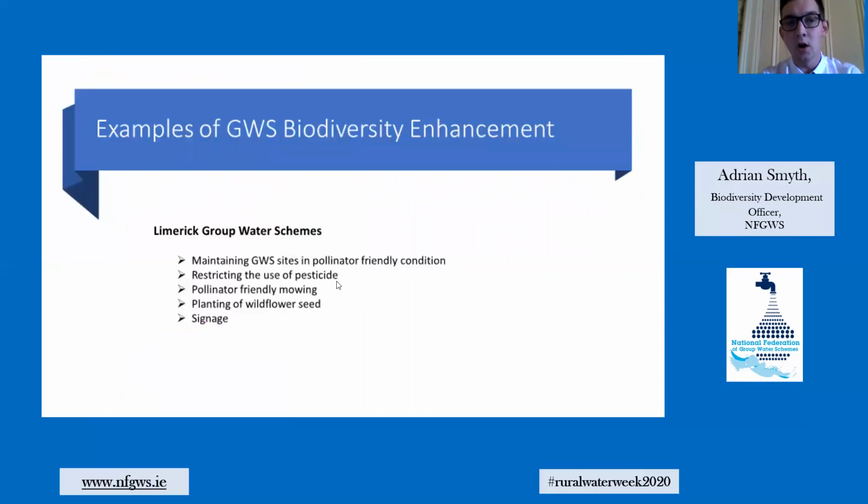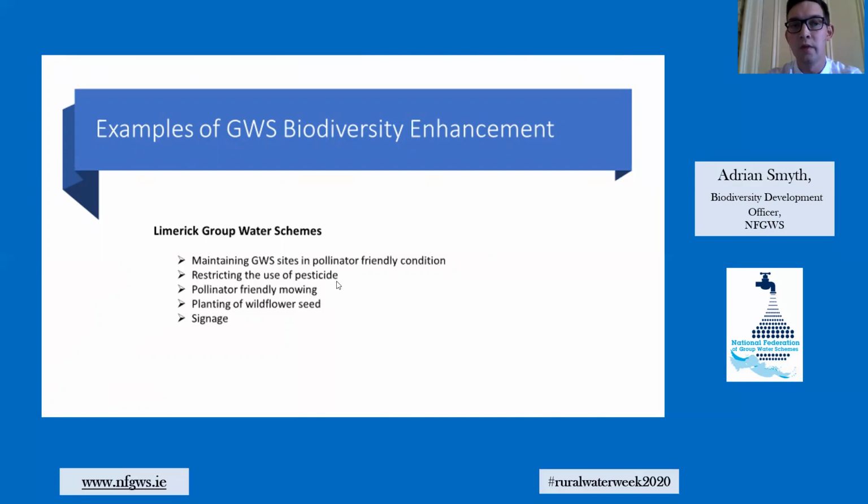So, some examples of biodiversity enhancement. To use an example, the Limerick Group Water Schemes in this area have begun to maintain the group scheme sites in pollinator-friendly condition. They've restricted the use of pesticides around their mains. Pollinator-friendly mowing is taking place on their sites. Planting of wildflower seeds and flowers is also taking place, and signage is being erected. If you are doing a measure, it's very important to put up your signage, because you're educating and promoting what you're doing in the wider catchment.